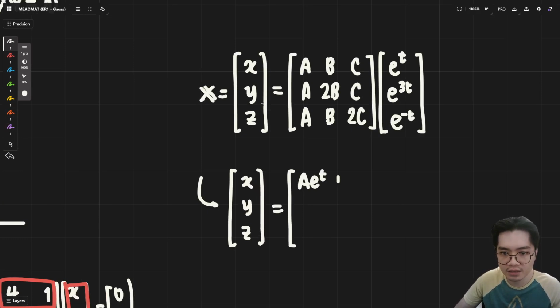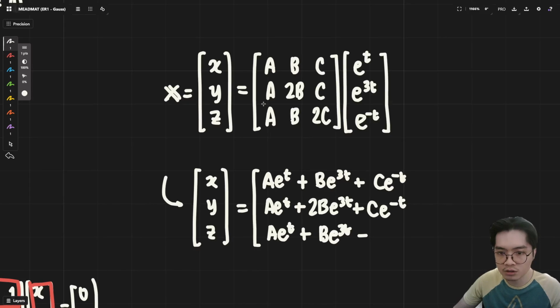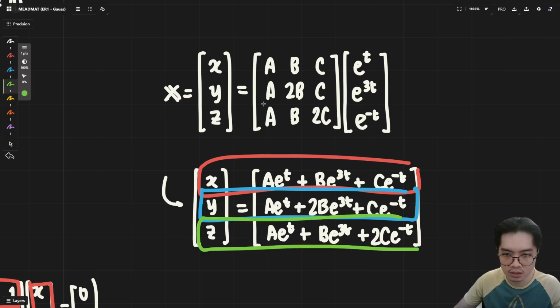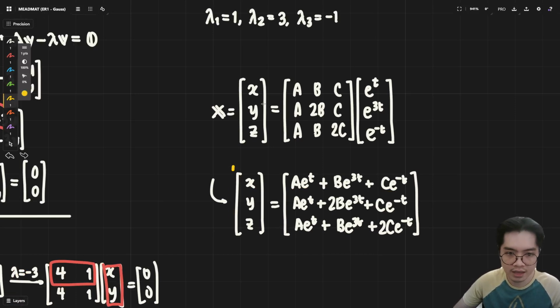A e^t, B e^(3t), plus C e^(-t). You'll have A e^t plus 2B e^(3t) plus C e^(-t). And then you will have A e^t plus B e^(3t) plus 2C e^(-t). Those are your three general solutions. Okay, so that is your answer.